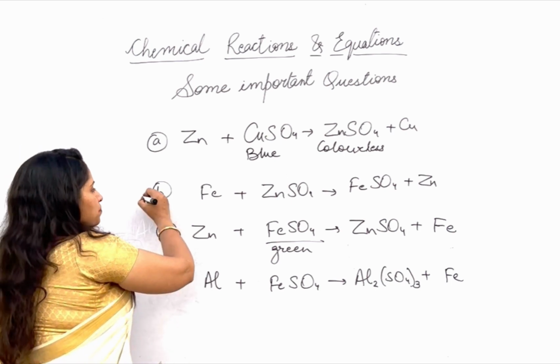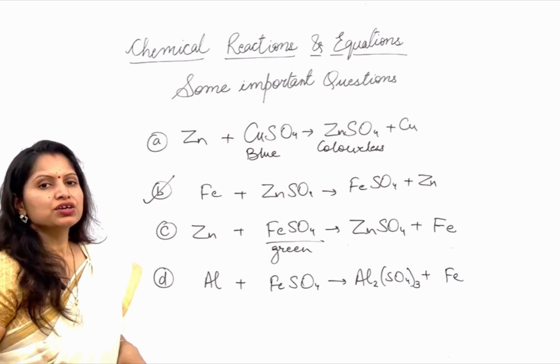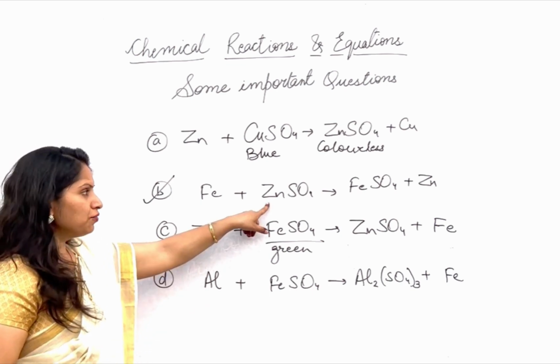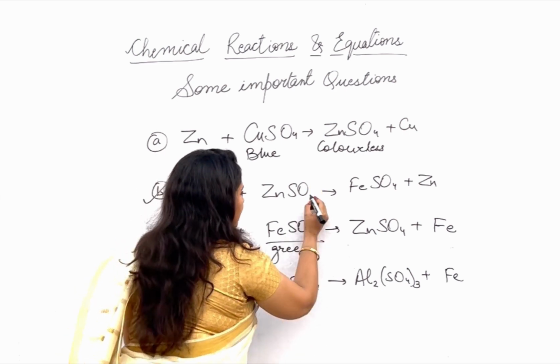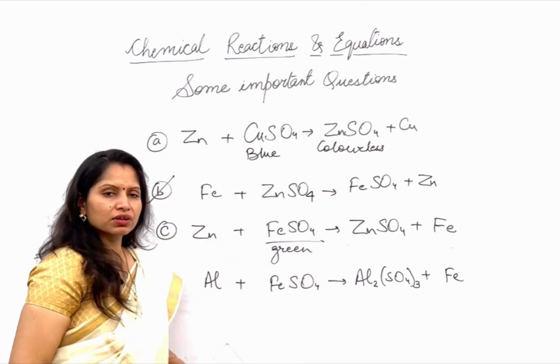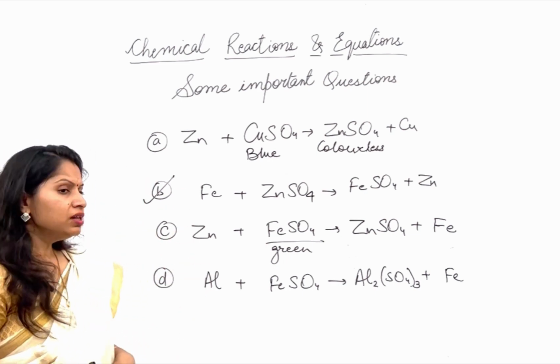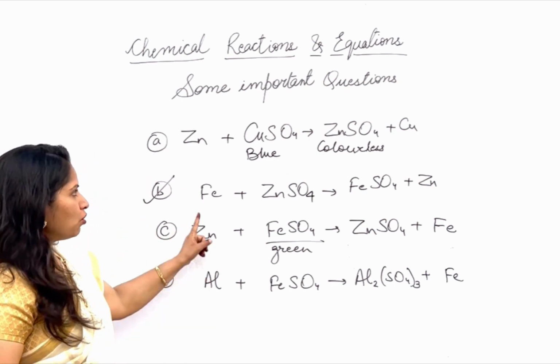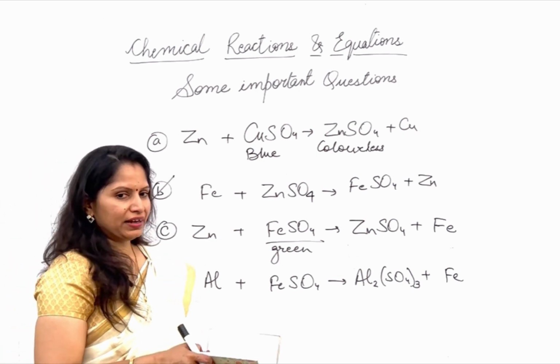This reaction is not possible because iron is less reactive than zinc, so it cannot displace zinc from zinc sulfate solution. Okay, here 4 is not clearly visible. Okay. So this reaction is not possible. Rest all the reactions are possible because a more reactive element in all the rest of the 3 equations is displacing the less reactive element.